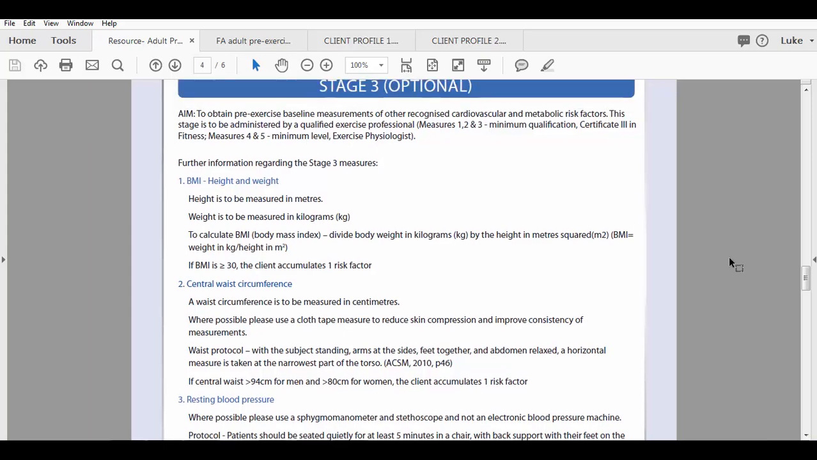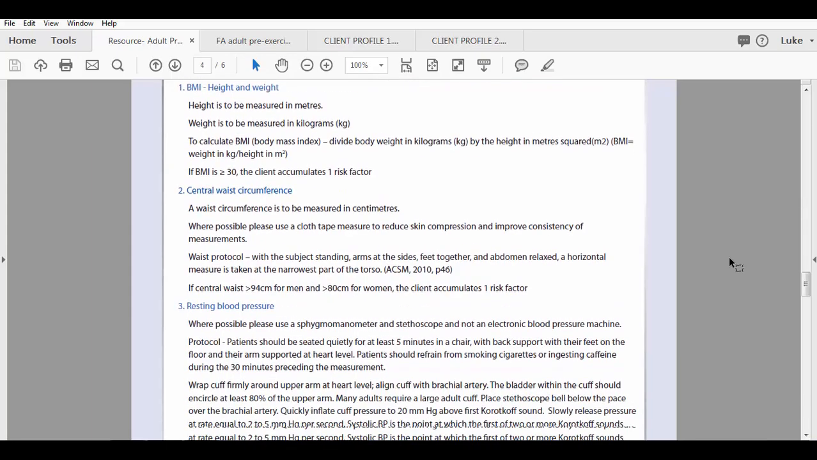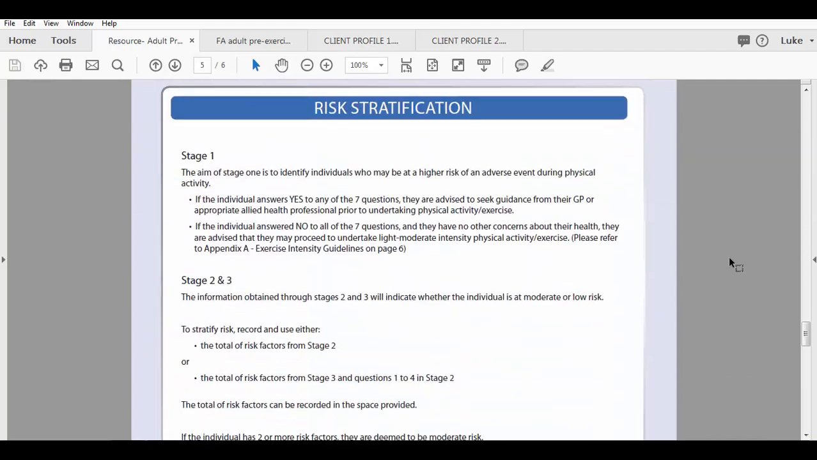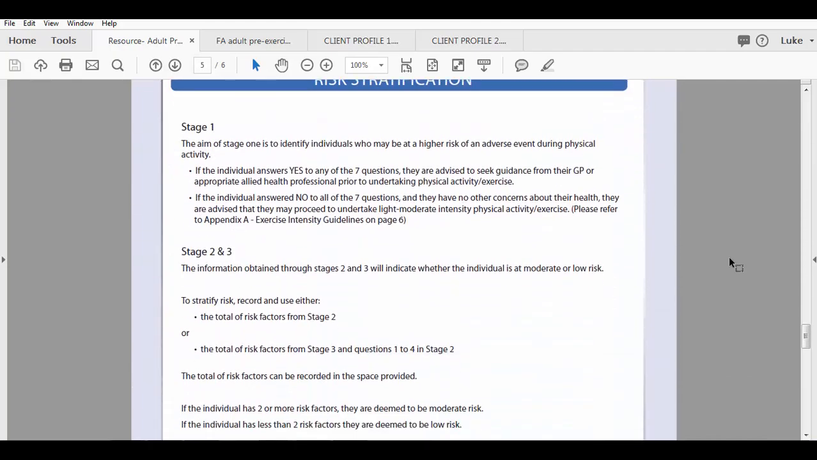I'd suggest using questions 1 to 8 from stage 2 rather than questions 1, 2 and 3 for stage 3. And that's what you're going to be assessed on in your assessment anyway, so look to use questions 1 to 8 in stage 2. Now stage 1, the major aim of stage 1 is to identify, this is the first set of 7 questions we did for yes or no. This was looking to find someone who's at high risk of any kind of adverse event during physical activity.